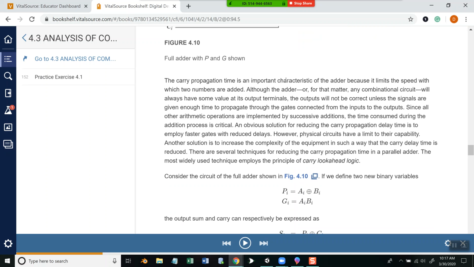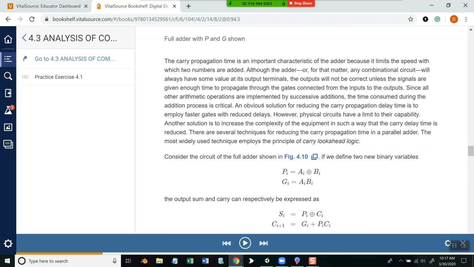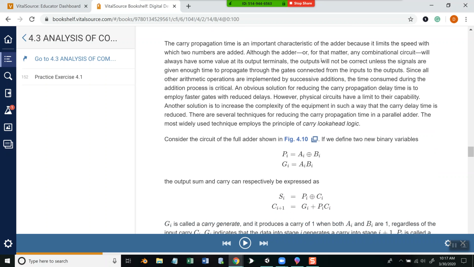Carry propagation time is an important characteristic of the adder because it limits the speed with which two numbers are added. The adder, or for that matter any combinational circuit, will always have some value at its output terminals. The outputs will not be correct unless the signal is given enough time to propagate through the gates connected from the inputs to the outputs.